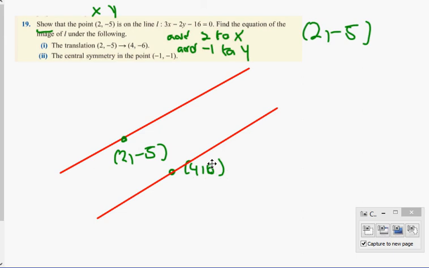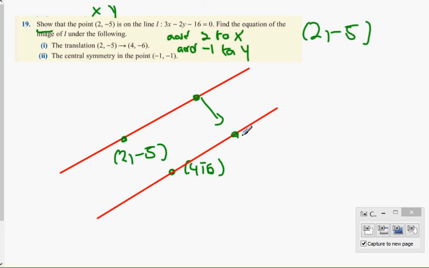Is that (4, -6)? Sorry? (4, -6), you're right. Yeah, that's why it's below it. Now, what happens with each one is they go across and down. You happy enough with that?